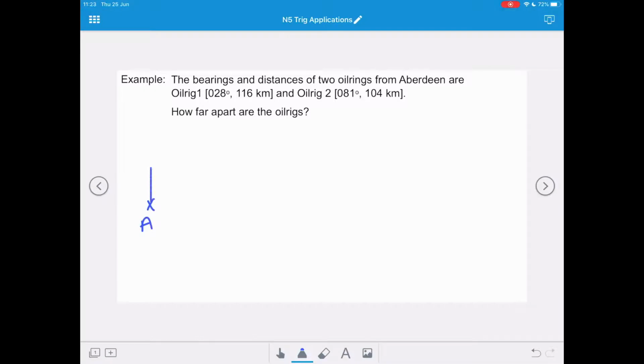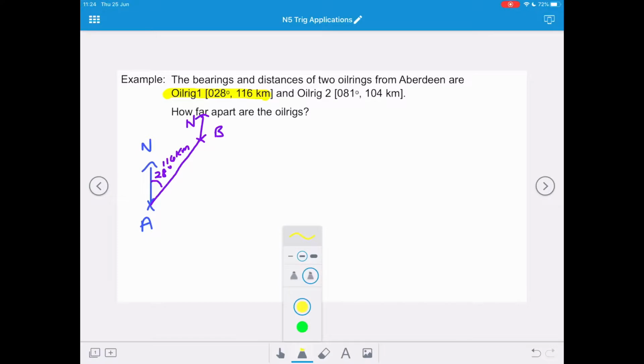So let's mark point A, which is Aberdeen, and put north. We need to first look at where oil rig 1 is going to be. You can see in the question, it tells us oil rig 1 is at a bearing of 028 degrees, so that's clockwise from north, at a distance of 116 kilometres. So if we measure around 28 degrees from north in a clockwise direction, and draw in a line representing 116 kilometres, that's going to be our oil rig 1, we're going to call that point B, and again we're going to mark on north. And now we need to annotate on our length of 116 kilometres and our angle of 28 degrees.